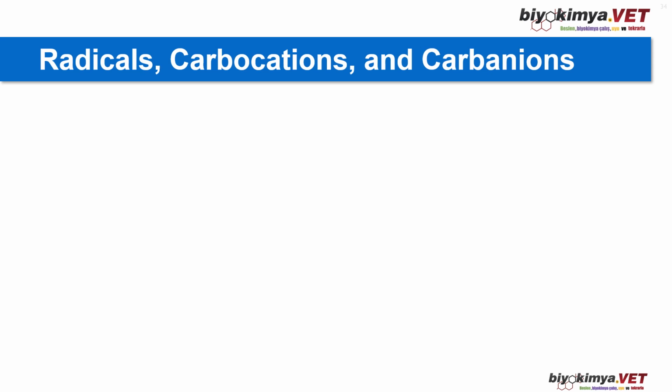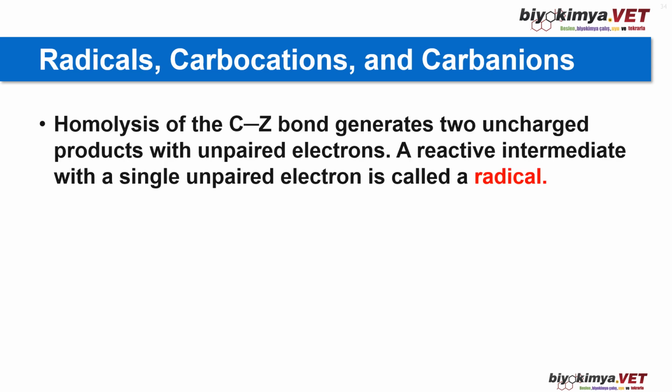Radicals, carbocations, and carbanions. These are the products of homolysis and heterolysis. But which one? Homolysis of the carbon-Z bond generates two uncharged products with unpaired electrons, and a reactive intermediate with a single unpaired electron is called a radical. So the product of homolysis is a radical.